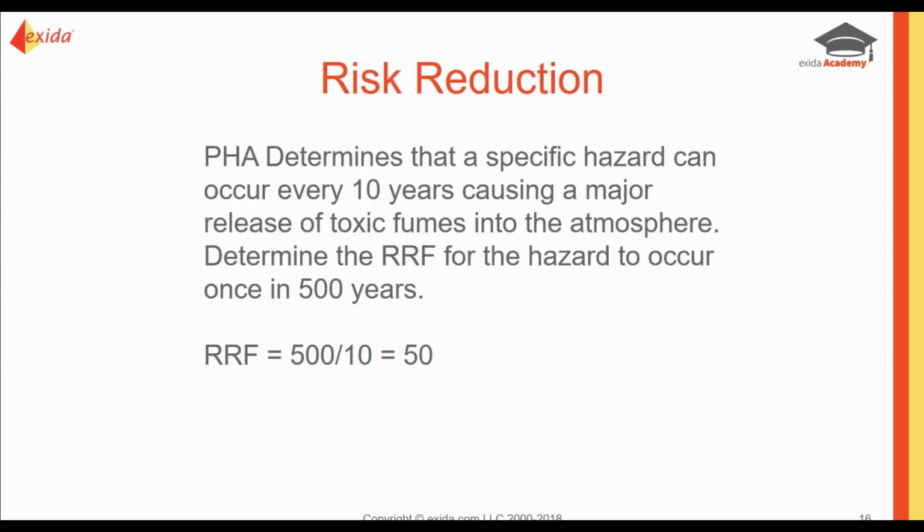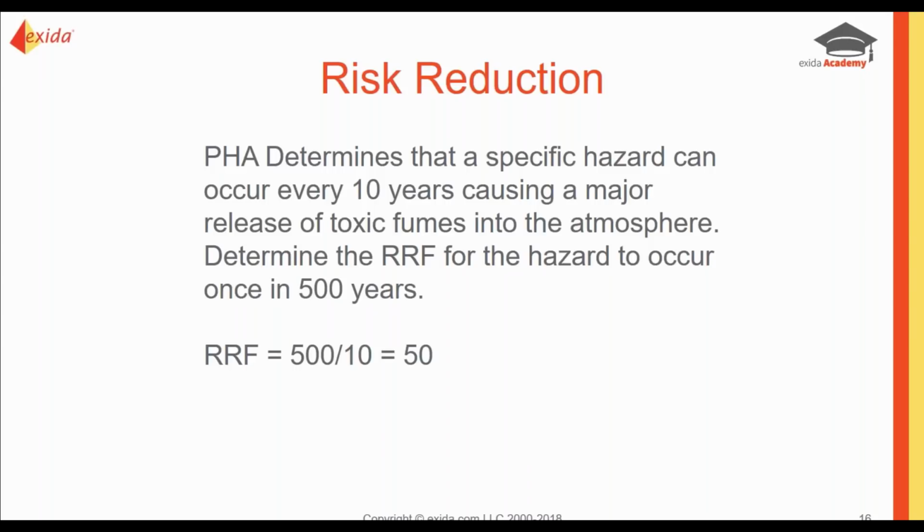I like examples. That's the way I learn best, so I tend to use them a lot in my webinars. So this first example is showing risk reduction. Let's say you have your PHA and it determines some specific hazard can occur every 10 years, and that would cause a major release of toxic fumes into the atmosphere.